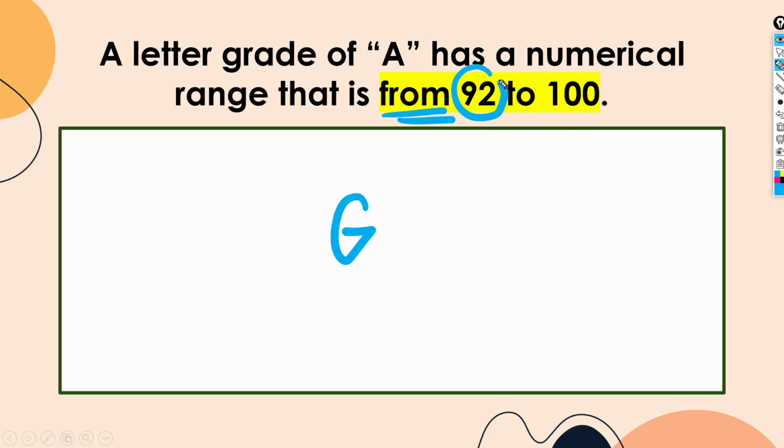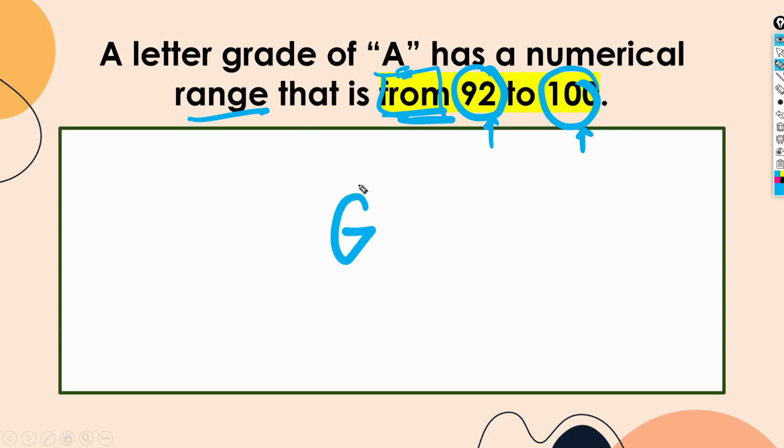Kapag ba 92 ang grade mo, A ka ba? Pag ba 100 ang grade mo, A ka ba? In other words, pasok ba sa pinag-uusapan natin na range yun mismong 92 and 100? And the answer is yes, because the word that is used here is from. Mula 92 hanggang 100. So kasama si 92, kasama rin si 100.